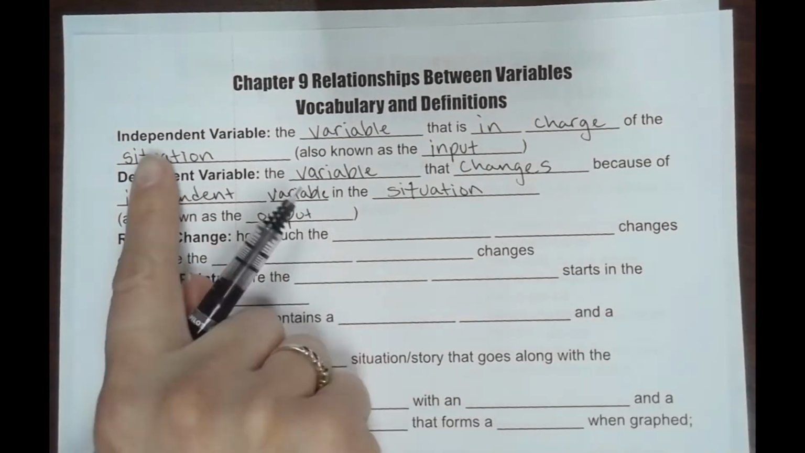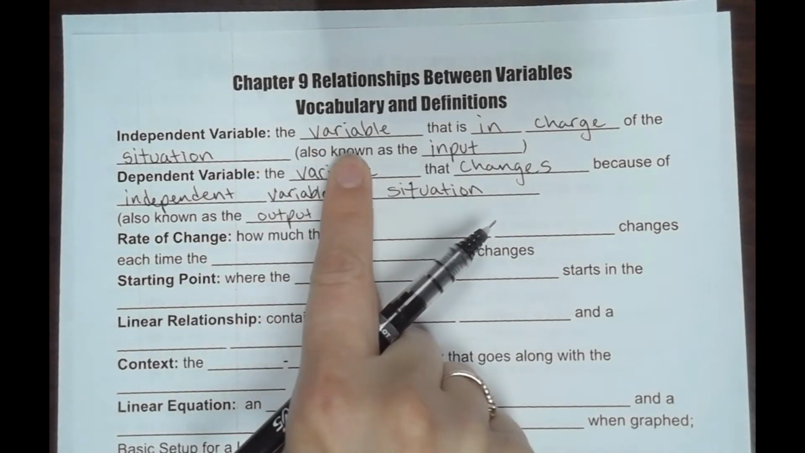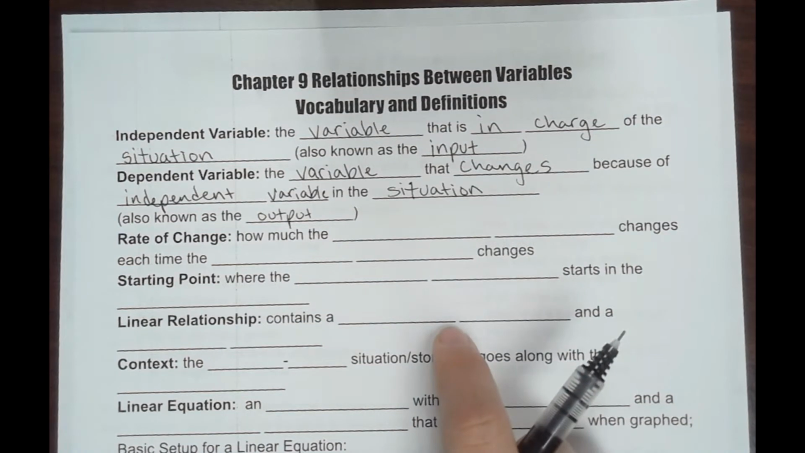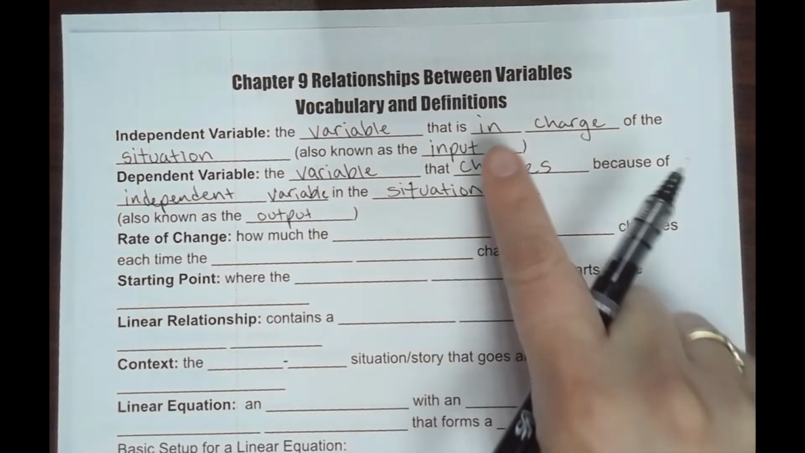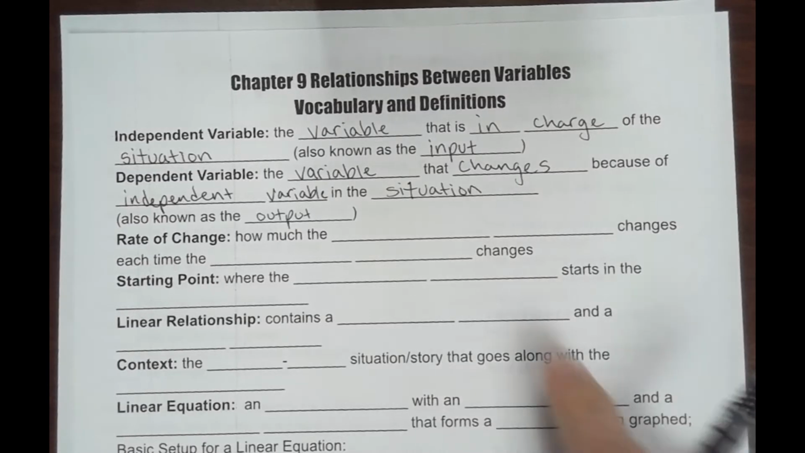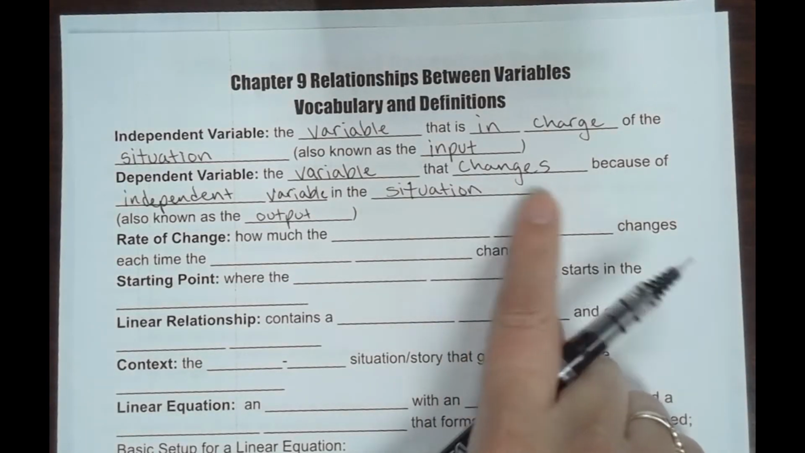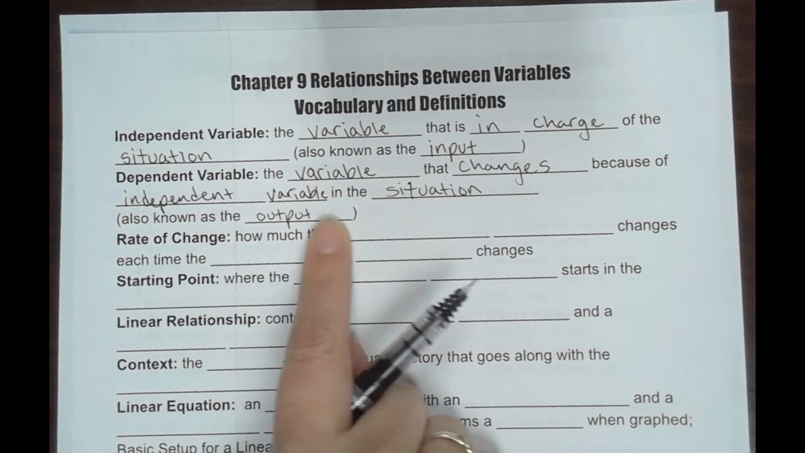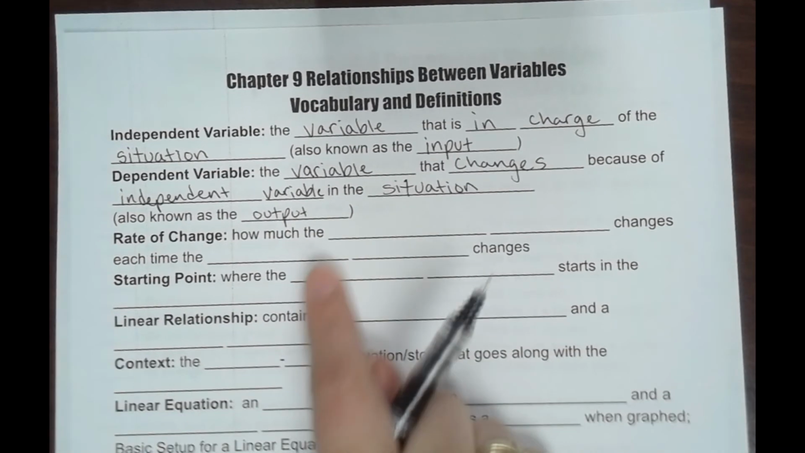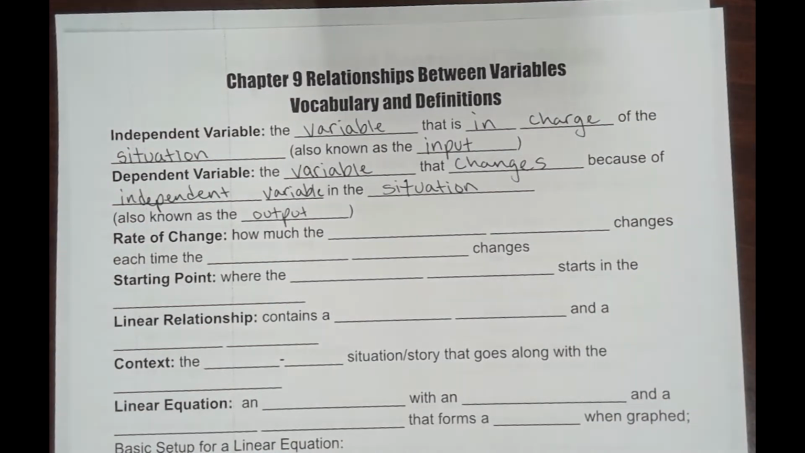So the independent variable is the variable that is in charge or in control of the situation. It's also known as the input. The dependent variable is a variable that changes because of the independent variable in the situation. It's also known as the output. So you kind of think of like cause and effect. One thing has to happen before the other one can happen.